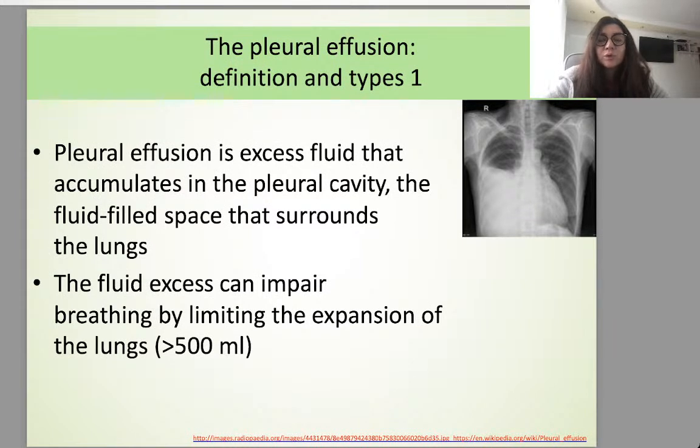The next syndrome is pleural effusion. I told you that it is connected with exudative pleuritis, and it is excess fluid that accumulates in the pleural cavity, the fluid-filled space that surrounds the lungs. The fluid excess, more than 500 milliliters, can impair breathing by limiting expansion of the lungs.